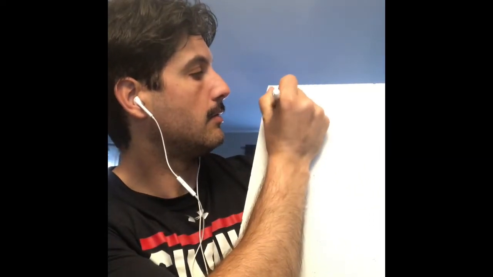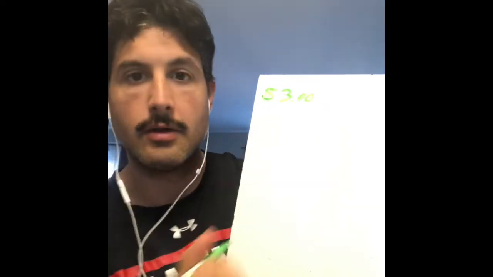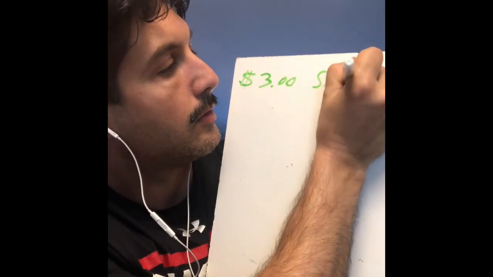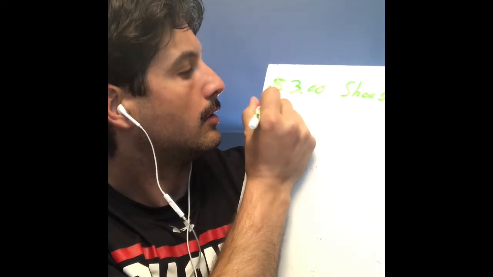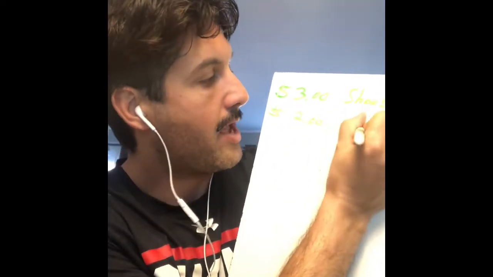Okay, so the next example is Tatiana's Bowling Company, which charges $3 to rent shoes for the evening and $2 for every game played. So let's write that down here. We've got $3 for the shoes. You have $2 per game.